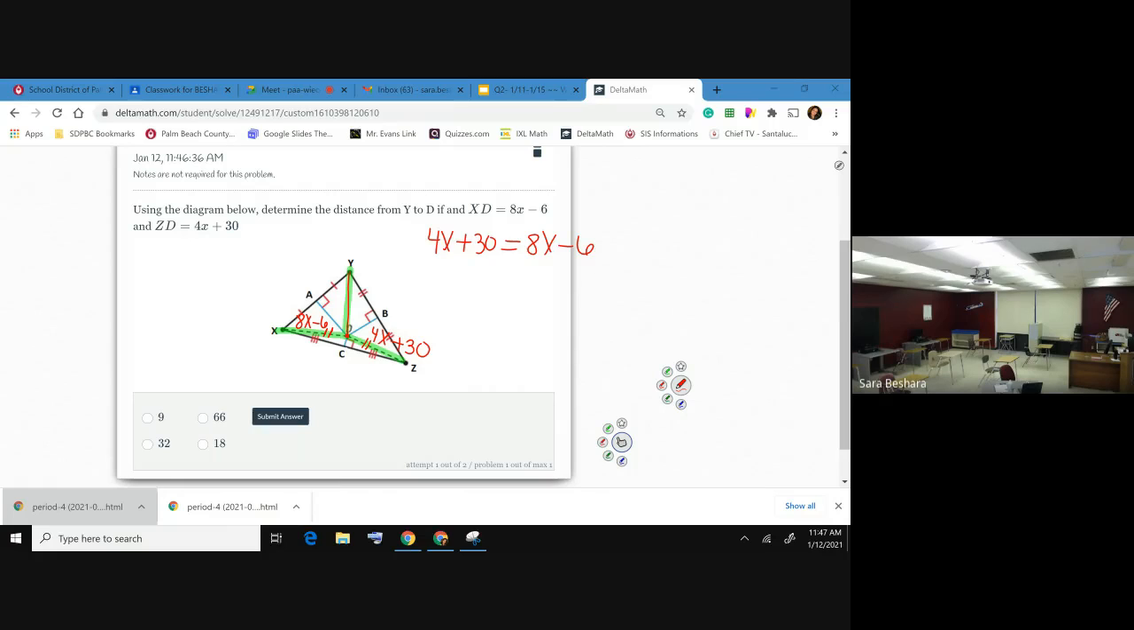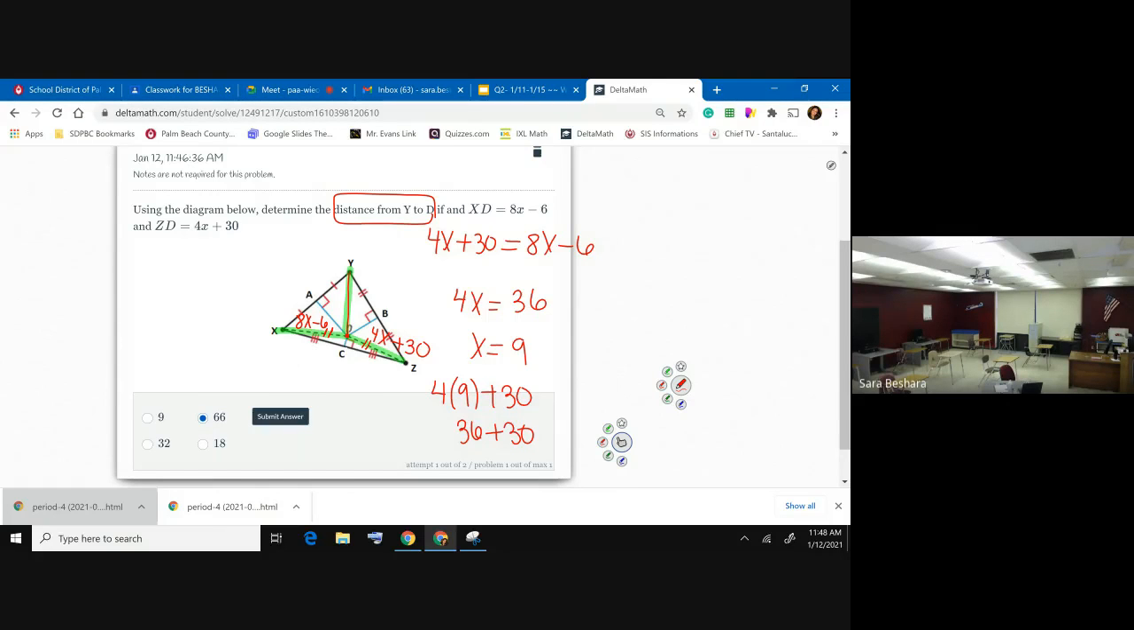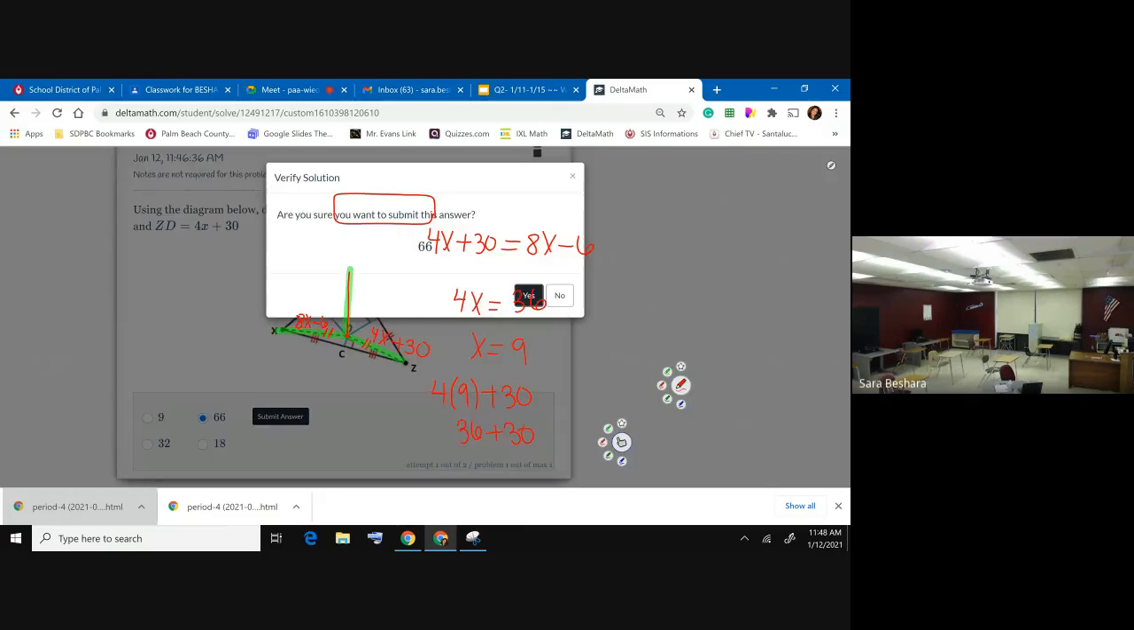Okay, subtract the 4x, so we get 4x. We add the 6, we get 36. Divide by 4, we get 9. This is not your answer. The question is asking to find the distance from Y to D. You have to plug it in. Where do I plug it in, miss? I don't know what YD is. Well, they're all the same, so you can plug it into any expression, you should get the same answer. Okay, so I'll just do it in the first one. 4 times 9 plus 30. That would be 36 plus 30, which is 66. Okay, answer is not 9. It's not x. You have to first find x to plug it in.